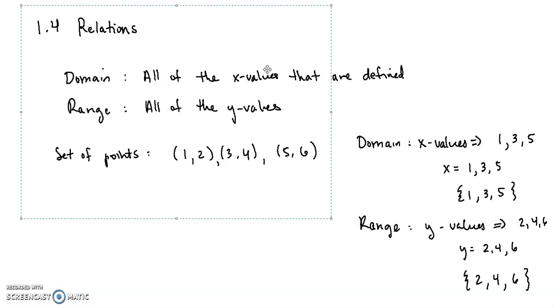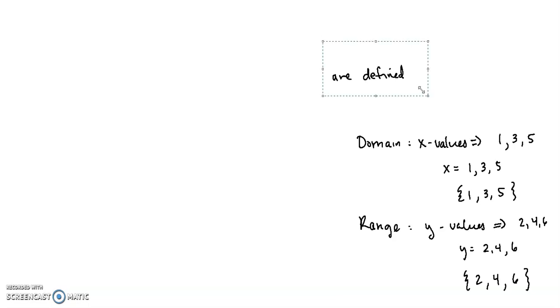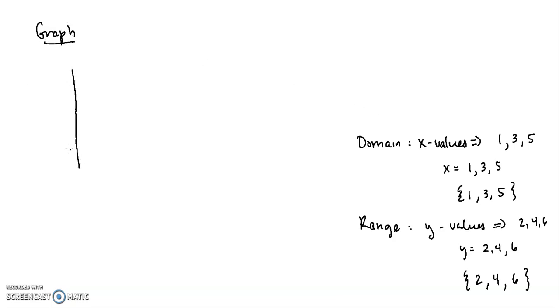All right, let's look at another example. You could also have an equation. We're not going to jump into that just yet. We'll talk about that a little bit more later. You could have an equation and determine the domain and range. It's a little bit tougher. Let's look at a graph. Domain and range are a little bit easier to see when you're looking at a graph.